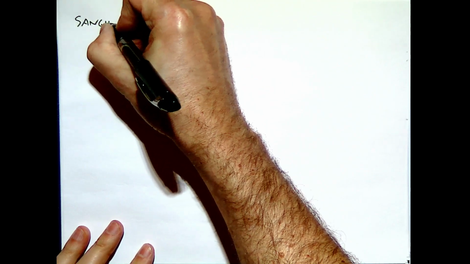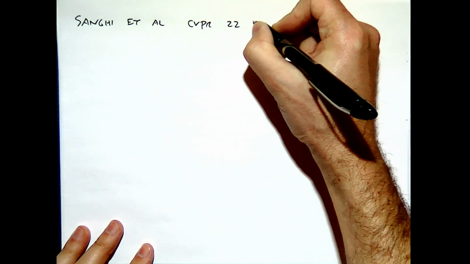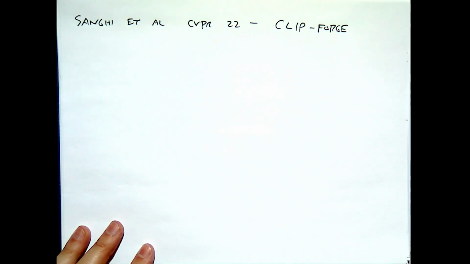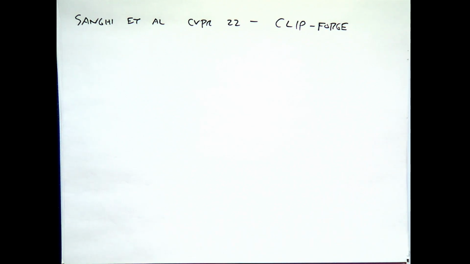Sanghi et al., and this was just last year, CVPR 22, ClipForge. So the idea is that given a 3D scene, we can look at it from some given angle, create an image, and then describe that image with CLIP, and then say how similar that CLIP description is to a CLIP text prompt, right? So the idea is that the 2D picture of the 3D scene is what's making all the magic happen, right?